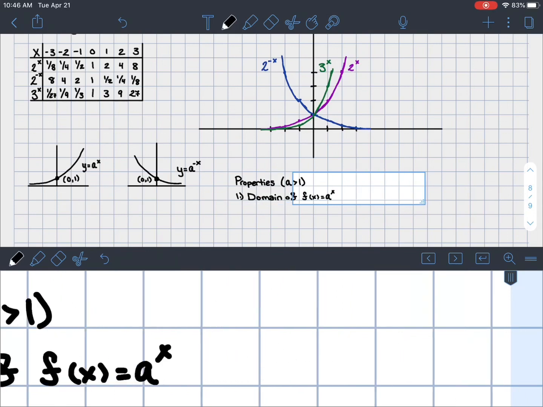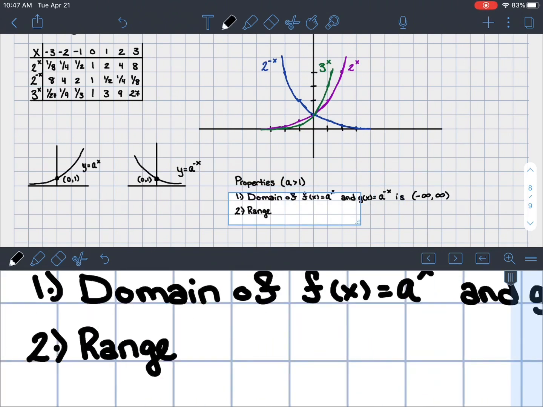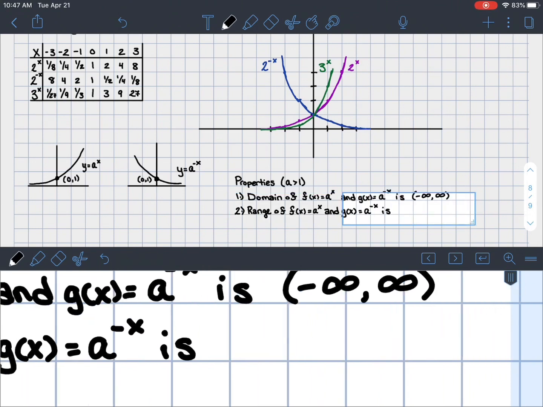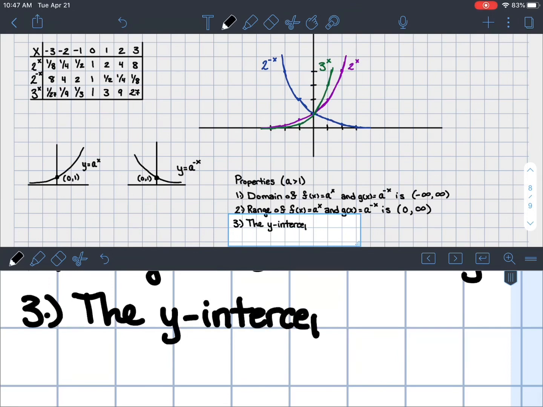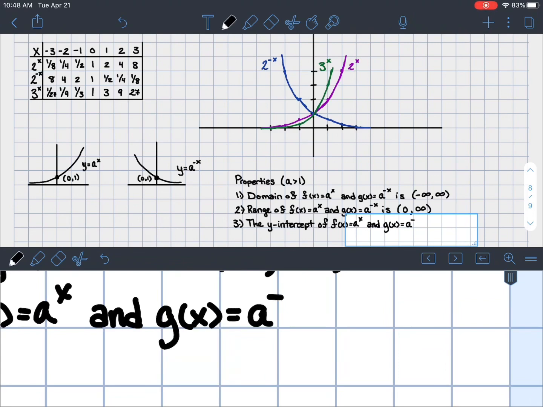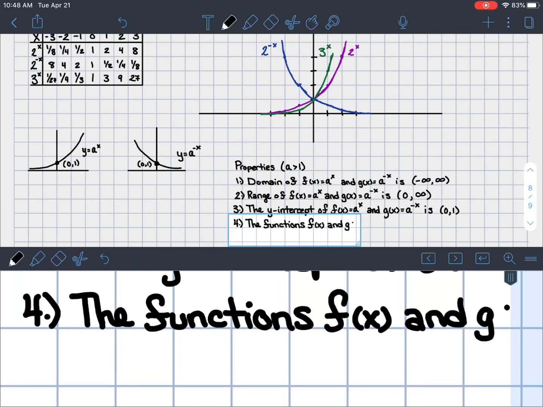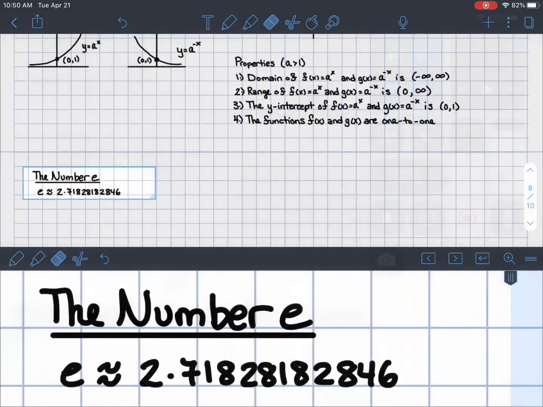1. The domain of a to the x and a to the minus x are both from negative infinity to infinity. The range of a to the x and a to the minus x are both 0 to infinity. The y-intercept of both a to the x and a to the minus x is at 0, 1. And finally, both of the functions, f of x and g of x, are 1 to 1.